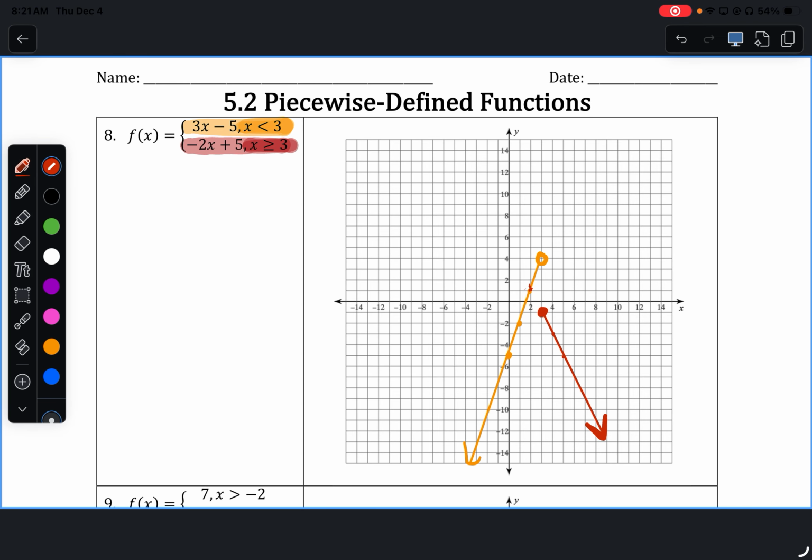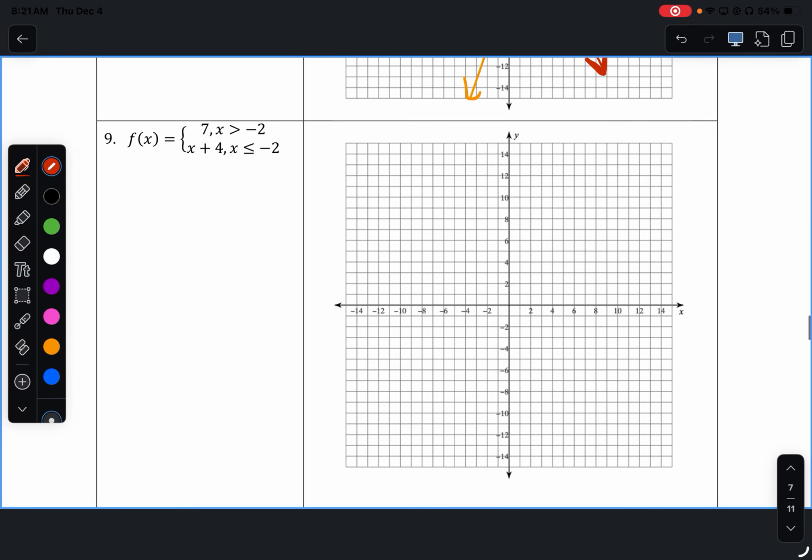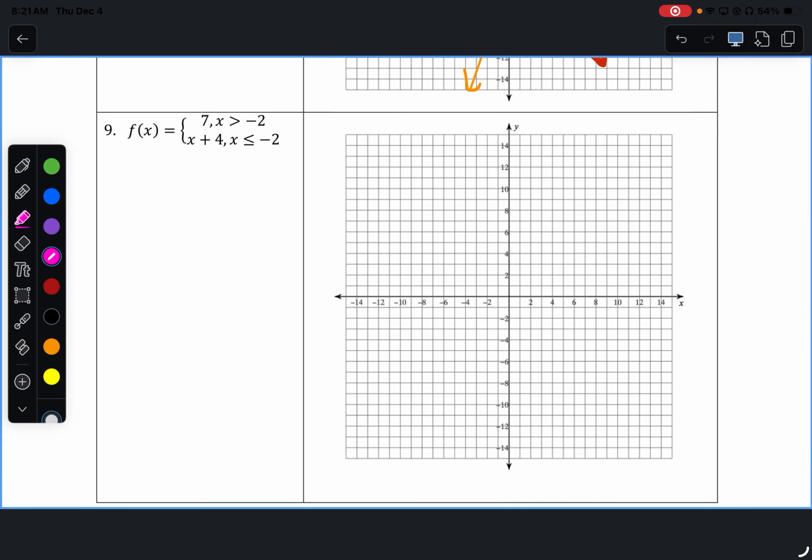What type of line is 7 going to be? Horizontal. So I want y'all to draw in the horizontal line from 2 to 6. Then our last piece, so that piece should look like this.